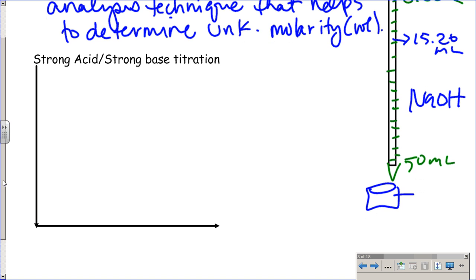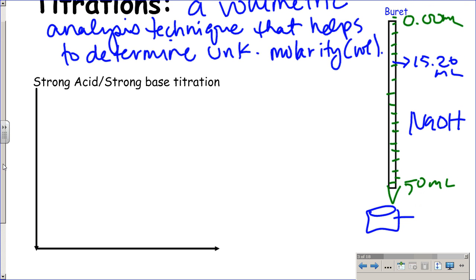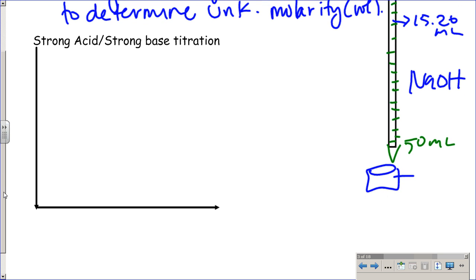And then I just told you you're starting with base in here. So what do you think you're starting with in a beaker down here? Acid. This is an acid-base reaction. And we're going to come to the point where we neutralize, right? Remember, acids and bases neutralize each other. So we have an acid down here that we're starting with.